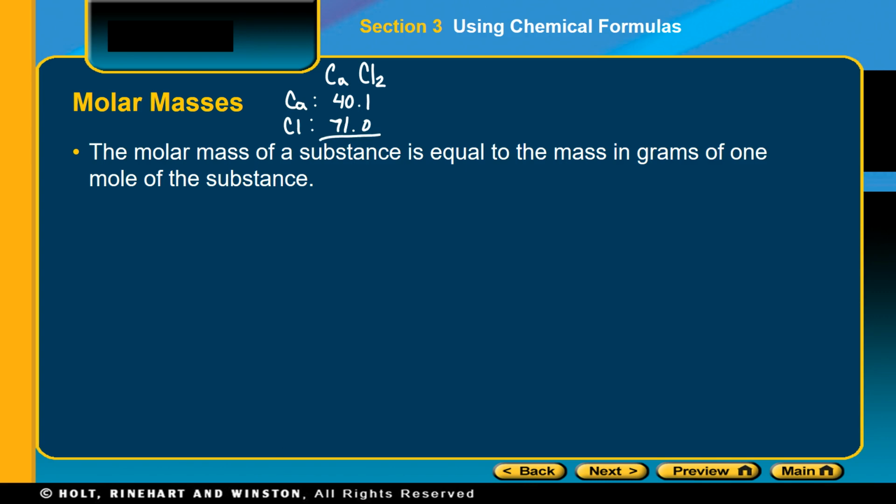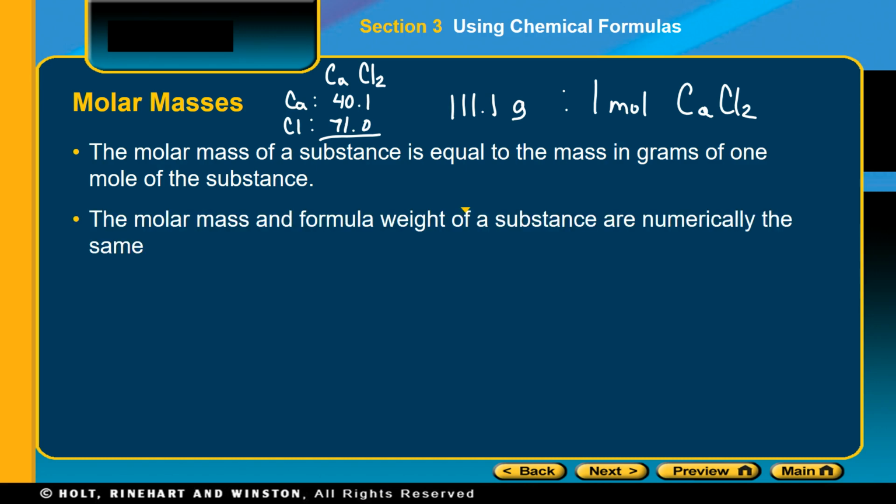All right. So I go 40.1 plus 71.0. And that gives me a molar mass of 111.1, and that's grams for every 1 mole of CaCl2. So if I had 2 moles of that, I would double that mass. If I had 3 moles of it, I would triple that mass, and so on. All right. And that's what it's kind of telling us.